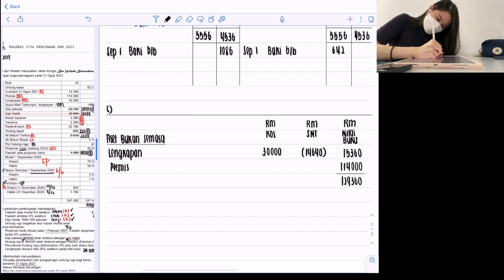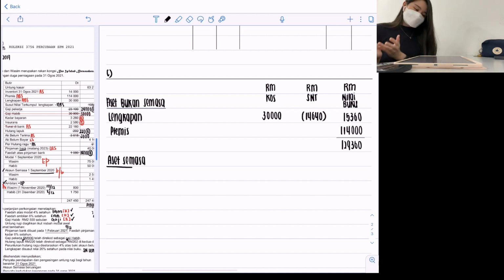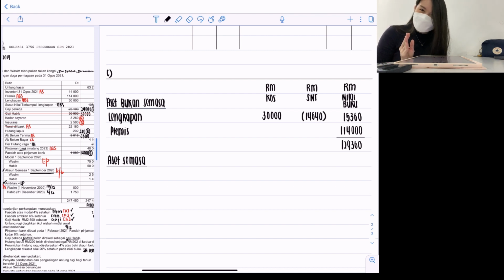Asset semasa, next. Now the upper part has no changes at all. This is how you usually do your penyata kedudukan keuangan. So the only changes is on your EP. So you shouldn't have any excuse on saying you don't know how to do the first part lah, okay?